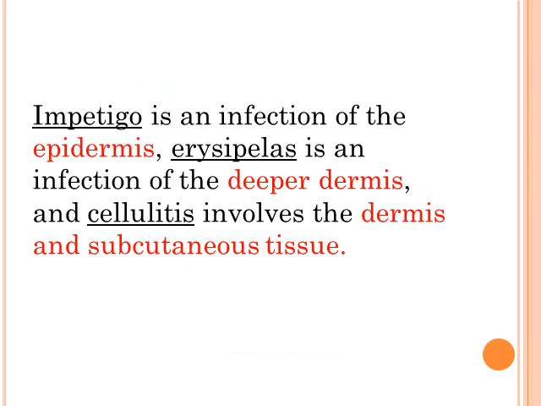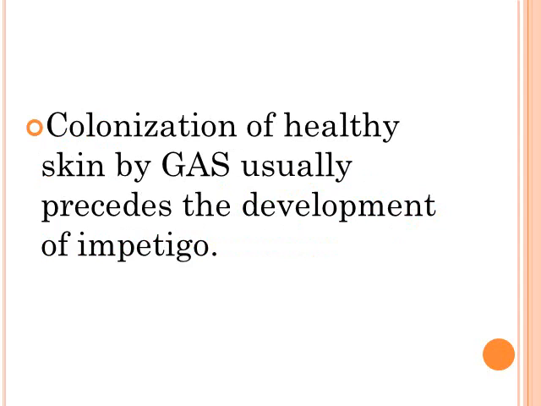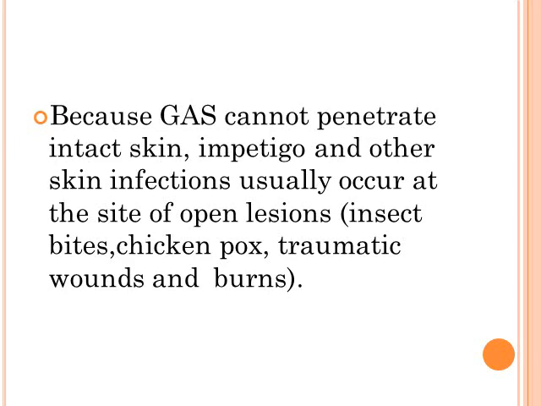It's known as pyoderma. Impetigo is an infection of the epidermis, erysipelas is an infection of the deeper dermis, and cellulitis involves the dermis and subcutaneous tissue. In impetigo, colonization of healthy skin by group A Streptococcus usually precedes the development of impetigo. Because group A Streptococci cannot penetrate intact skin, impetigo and other skin infections usually occur at the site of open lesions like insect bites, chickenpox lesions, traumatic wounds and burns.